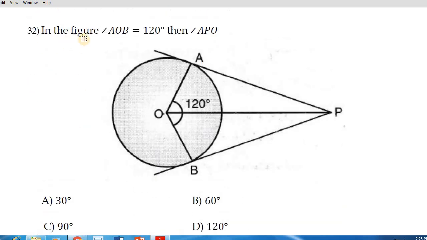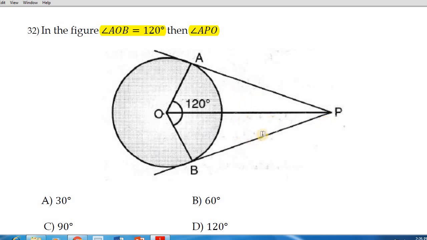Next question. In the figure, angle AOB equals 120 degrees. Then APO equals to. Here AOB means this full angle, children, which is forming at the center. This full angle is 120 degrees. Now carefully listen which angle I am reading. AOP. So AOP will be 60 degrees because AOP and BOP are corresponding angles.